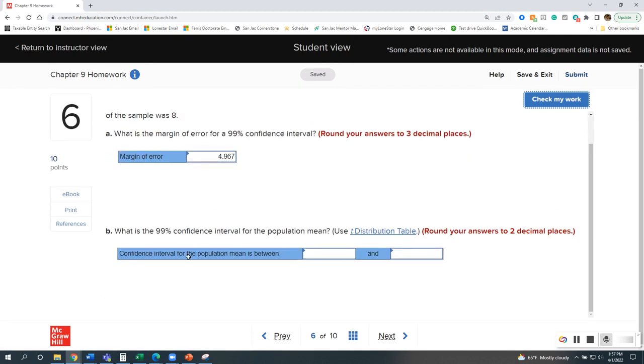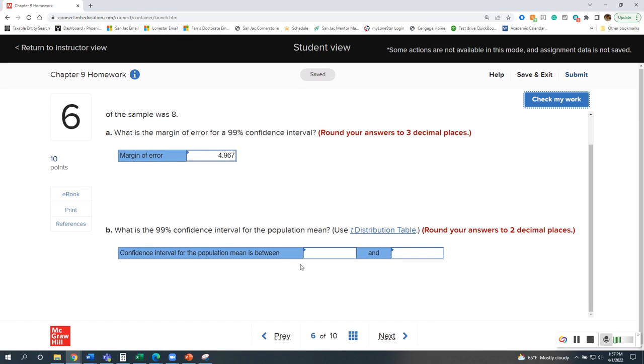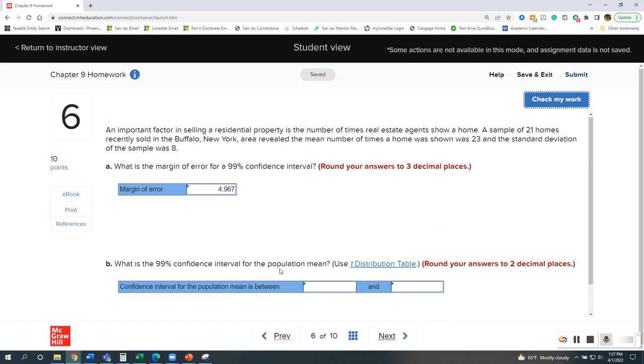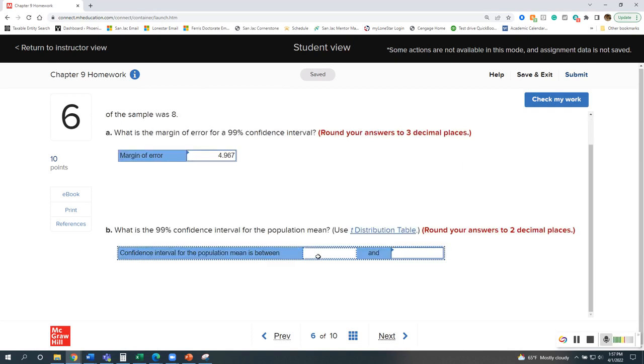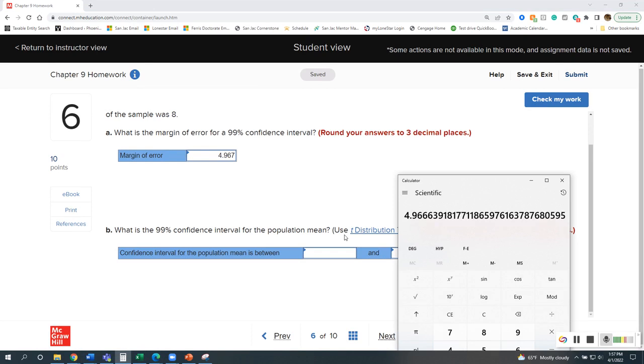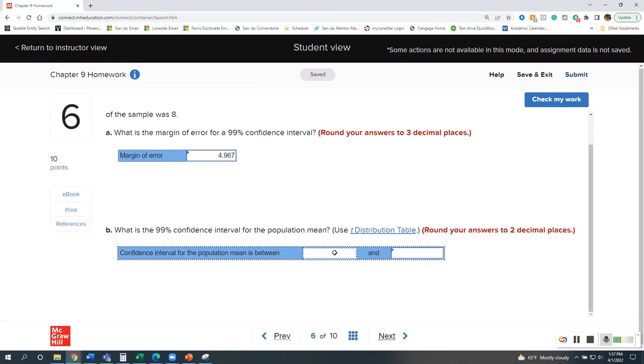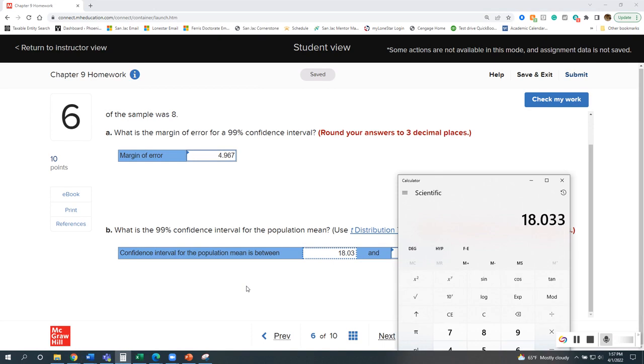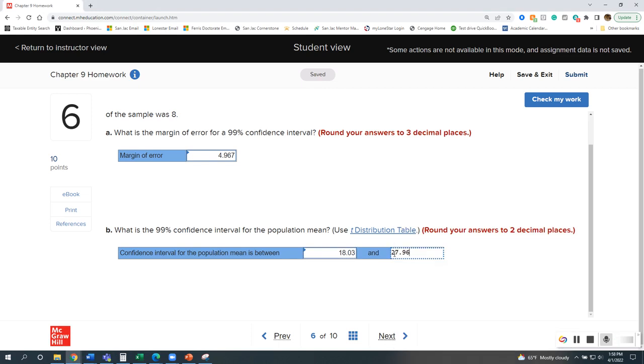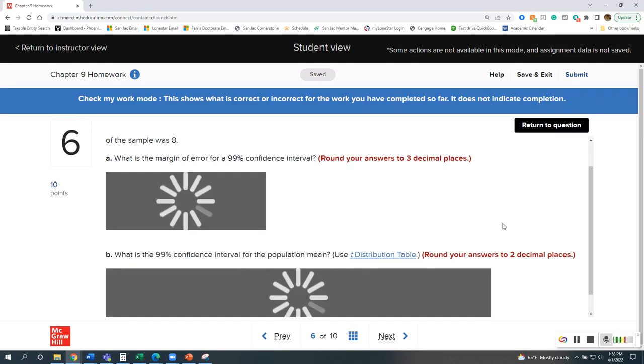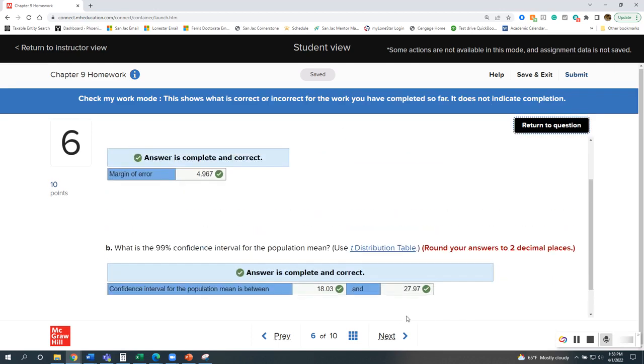And then, of course, the confidence interval of the population mean is we're going to take the 23 and add and subtract. So calculator, 23 minus 4.967 is 18.033. And 23 plus 4.967 is 27.967. Check. And there we go. There's question 6.